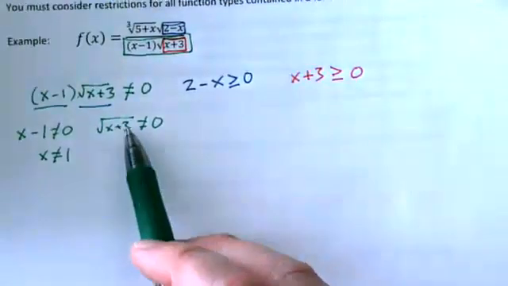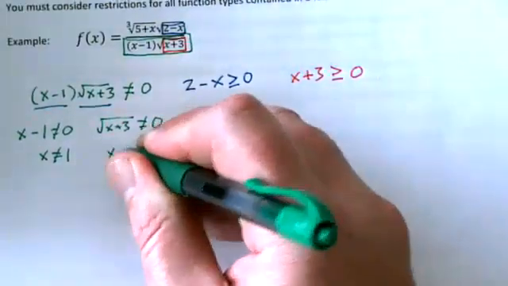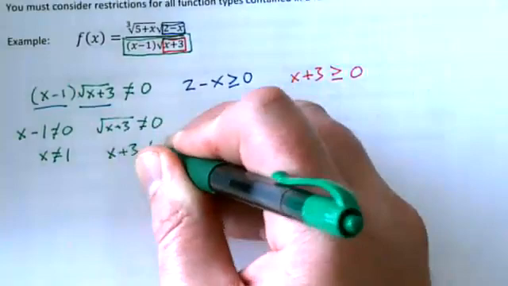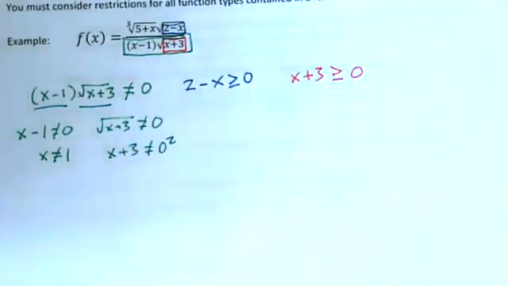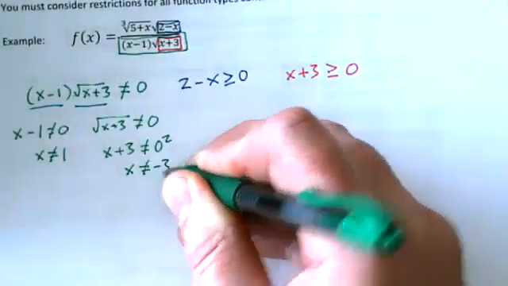This one, let's solve this one here. Well, I've got to get rid of this radical. Let's square both sides. Zero squared is just still 0 though, right? And then we'll get rid of that 3. So minus 3 on both sides gets us x not equal to -3.